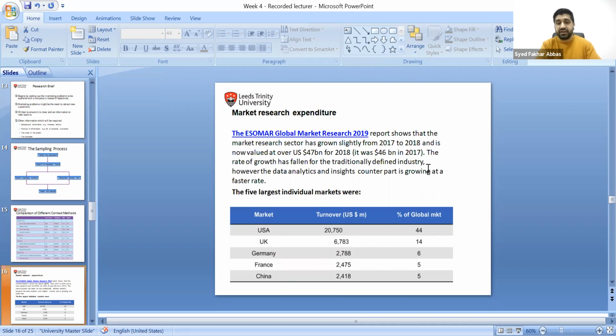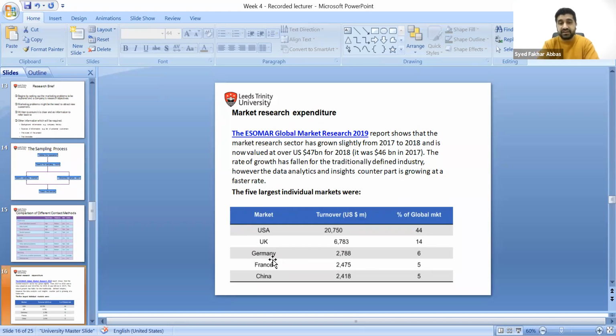The USA spent 20,700 million dollars on market research back in 2019. That was 44% of the global market share. Similarly, we can see the United Kingdom spent more than 6,783 million US dollars. That was 14% of the global market share.